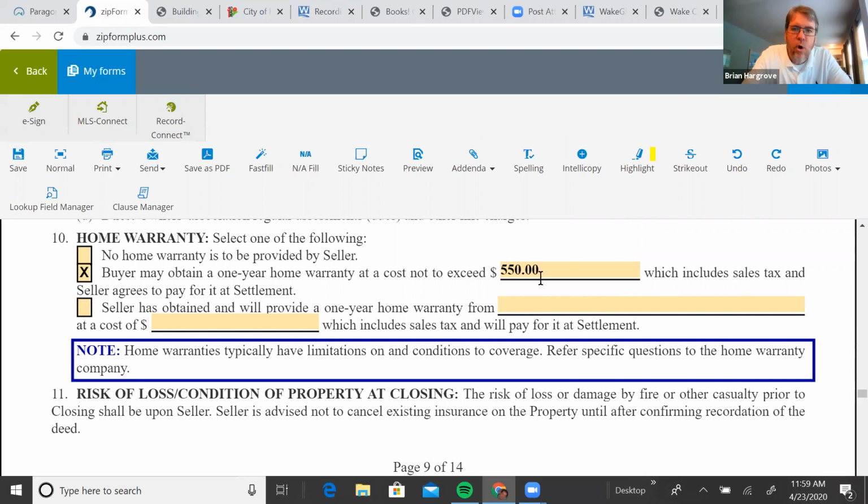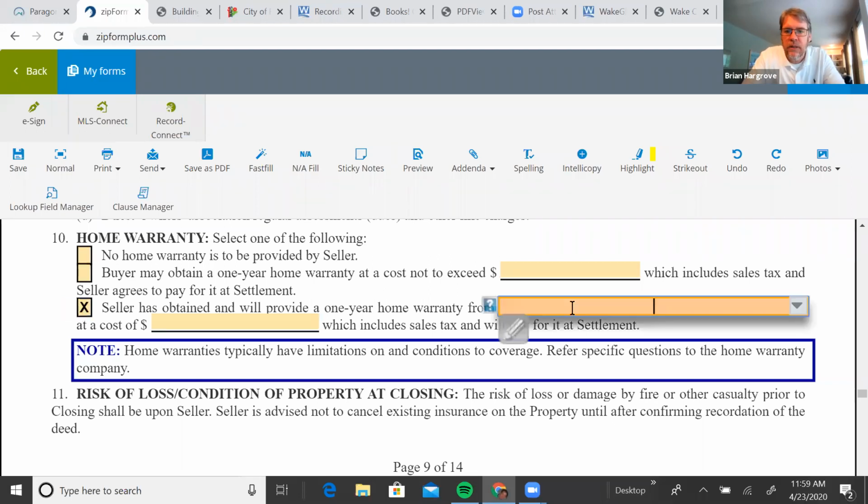Or in some cases, the seller already got one because they know a lot of buyers are going to ask for one. Plus they got free seller coverage during the listing. So they're saying, yeah, we already got one for you. It said it on the MLS that we got one from First American.